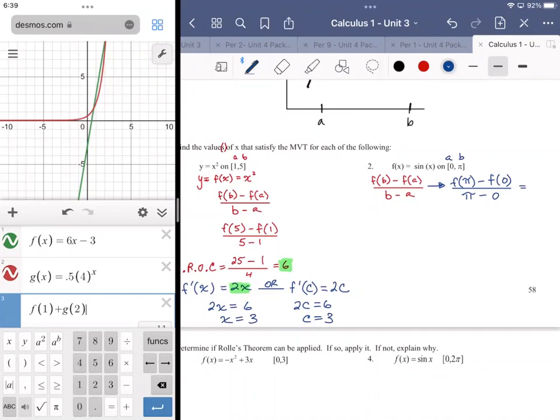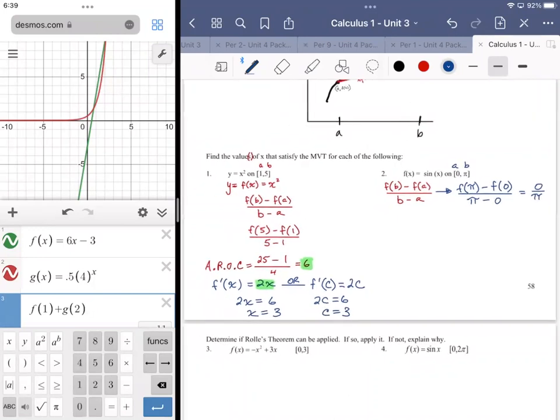Sine of pi is equal to 0. Sine of 0 is equal to 0. Pi minus 0 is equal to pi. So we get a result of 0.